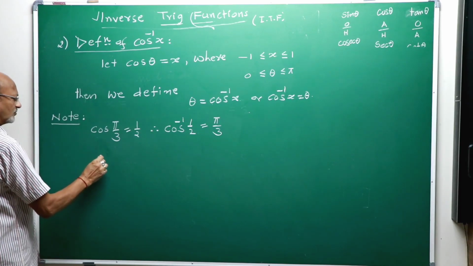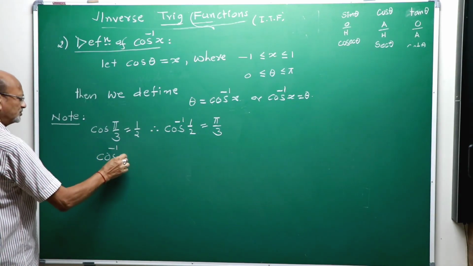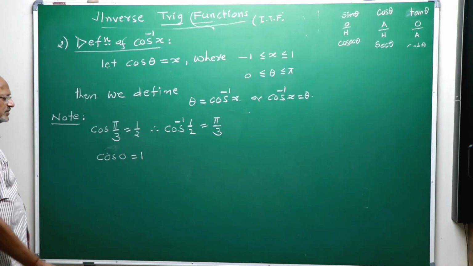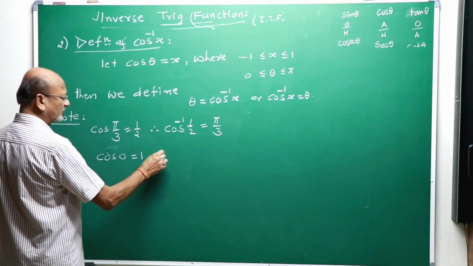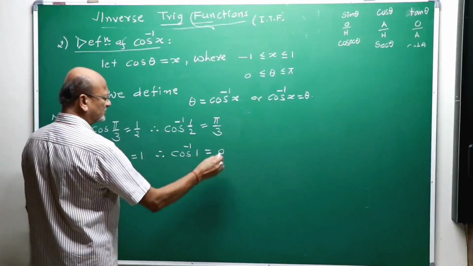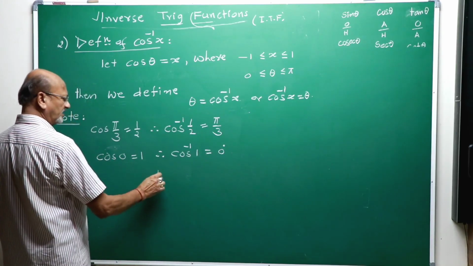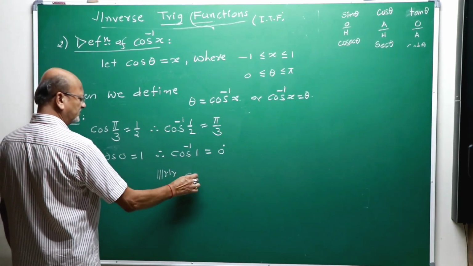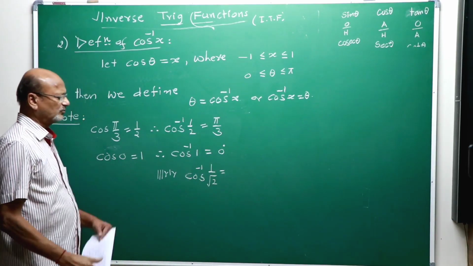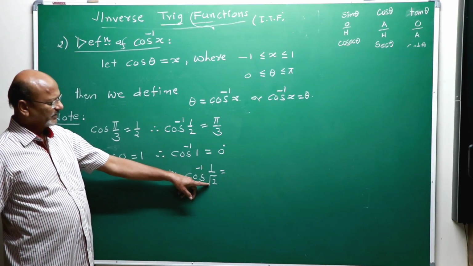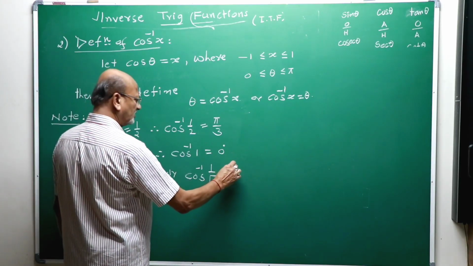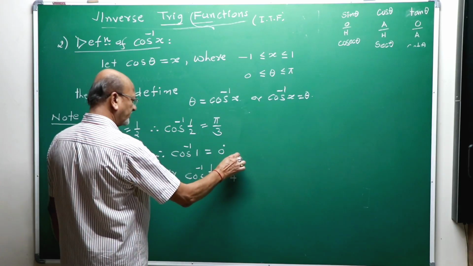Similarly, another one. Cos 0 is 1. Therefore, what is cos inverse 1? It is 0. Therefore, cos inverse 1 is 0 degrees. Similarly, even we can write directly, my friends. What is cos inverse 1 by √2? You have to write the corresponding angle. 1 by √2 corresponds to cos 45. Then what is cos inverse 1 by √2? It is an angle pi by 4 radians, 45 degrees.